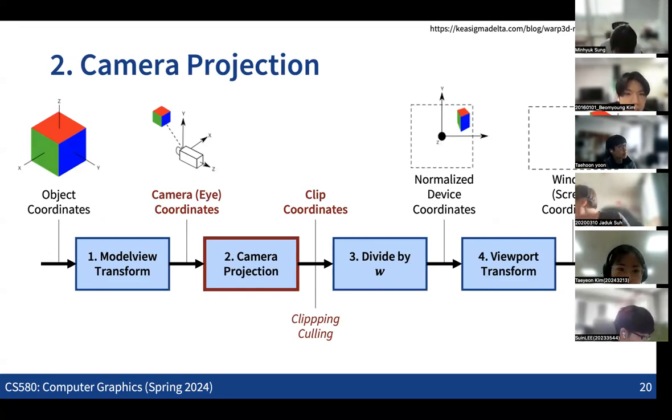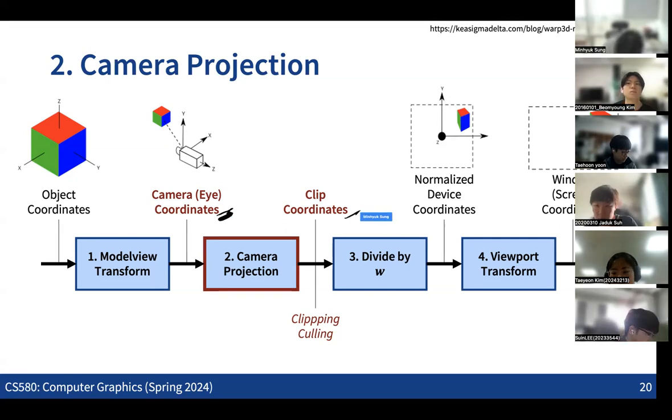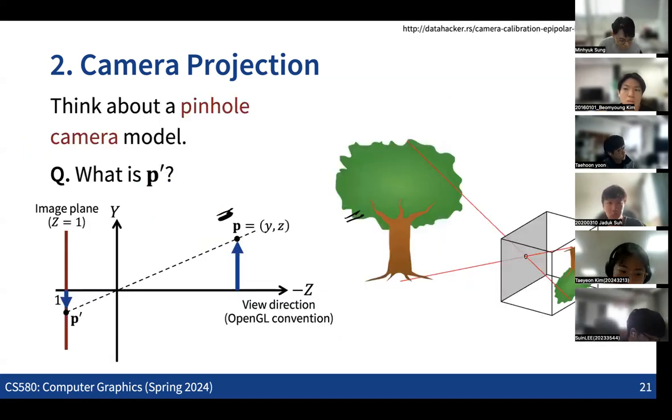Then the next step is that we want to project all these 3D objects in the scene onto the 2D plane. That is what we do with the camera projection, which converts the camera coordinates into the clip coordinates. So this is a conversion from the camera coordinate system to clip coordinates, and it is all about projection.